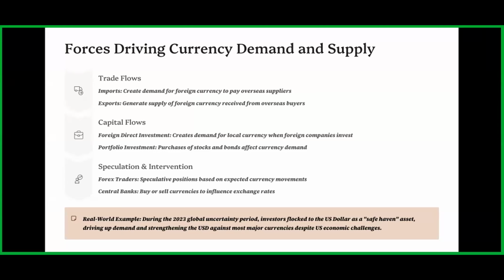Okay, so here one real world example is given to us. During 2023, the global uncertainty period, investors flocked to the US dollar as a safe haven asset, driving up the demand and strengthening the US dollar against most major currencies despite US economic challenges. So in 2023, what happened? There was a global uncertainty period. We know that it is the post-pandemic period.